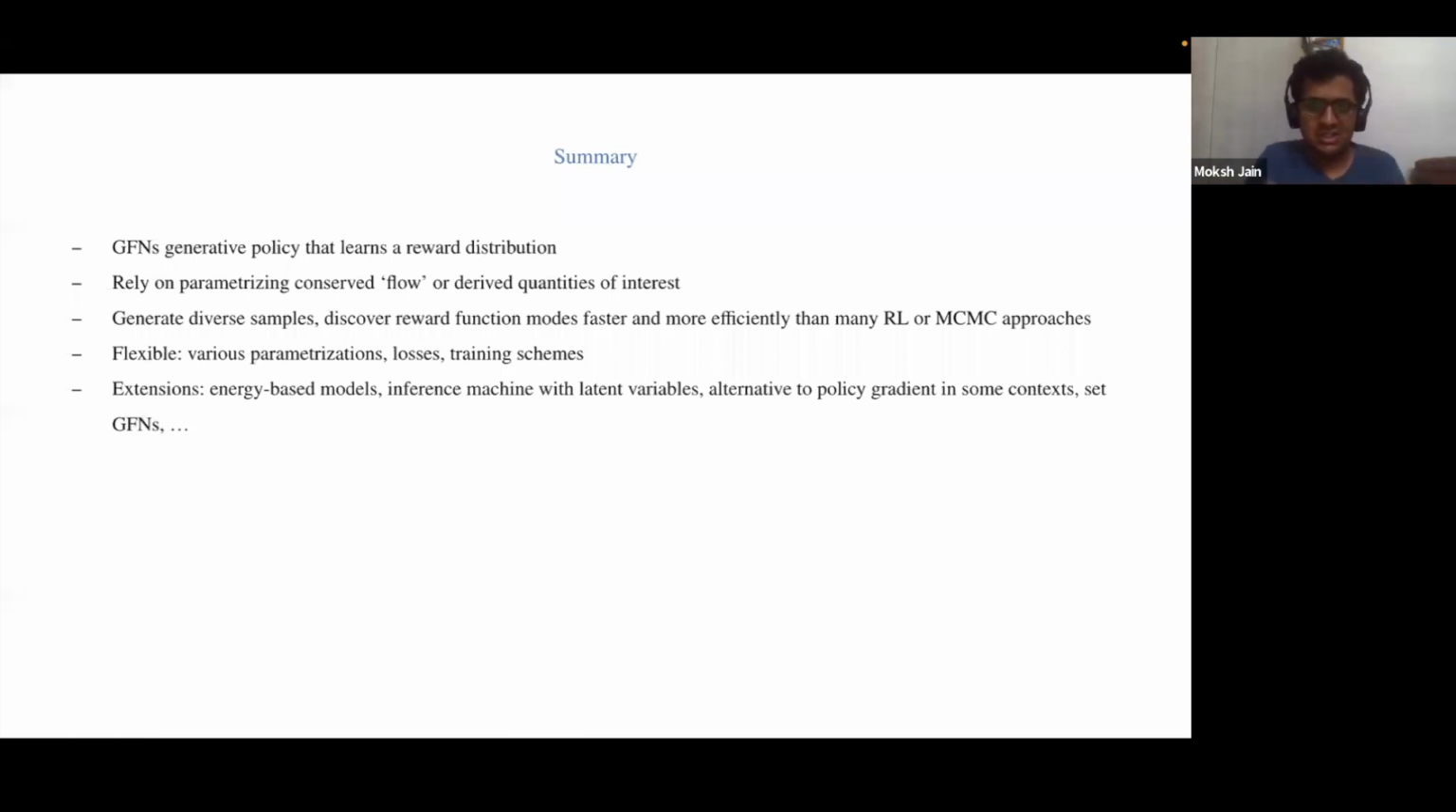I'll try to put the link in the chat. But yeah, there are lots of these interesting connections. But so far, if we're talking about things that we have established in practice, I would say uncertainty in the reward, multimodal reward distribution, and compositional structure in the things that you're trying to generate. Those are probably three main areas where GFlowNets can potentially provide benefits.